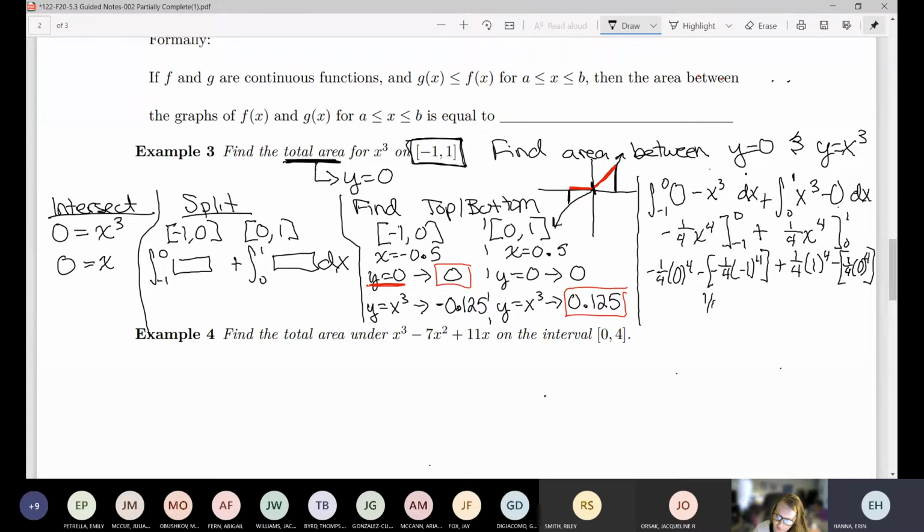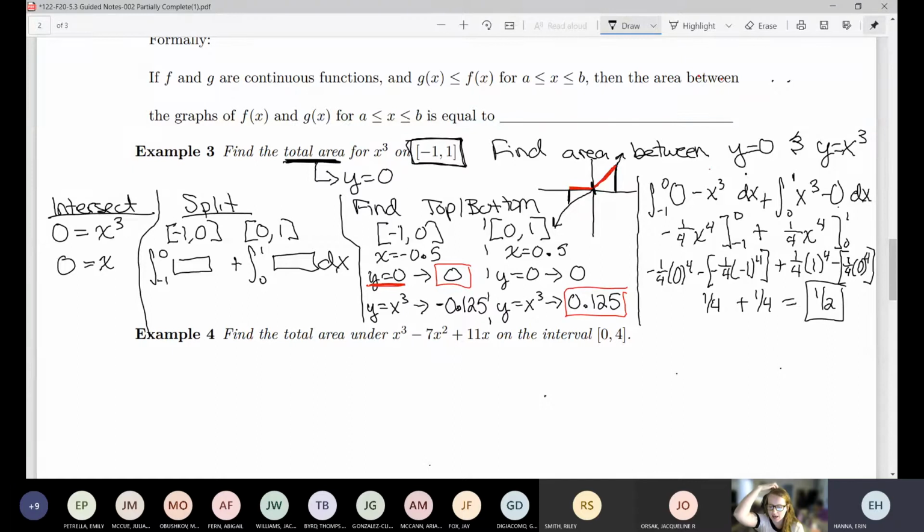And subtract what you get when you plug in the bottom bound. Essentially 1/4 plus 1/4. So the final answer here ends up being 1/2. So essentially, if you typed both of those into your calculator, you should get 1/4 for each separate integral. And then, of course, you add them together to get a total answer of 1/2.